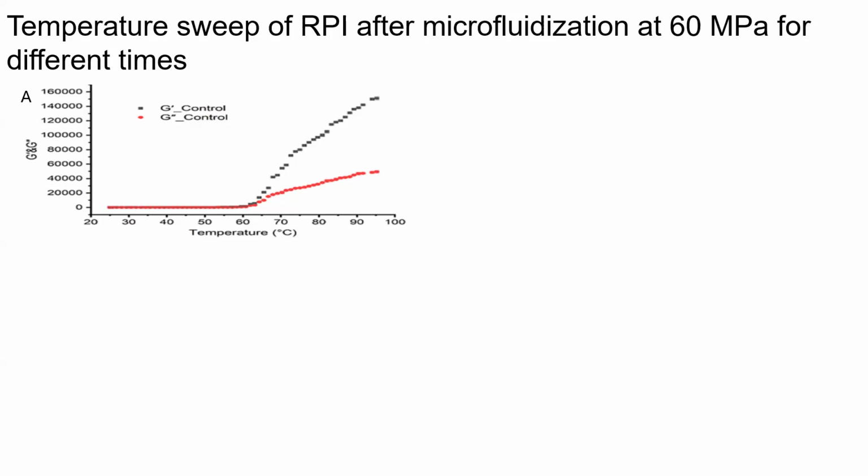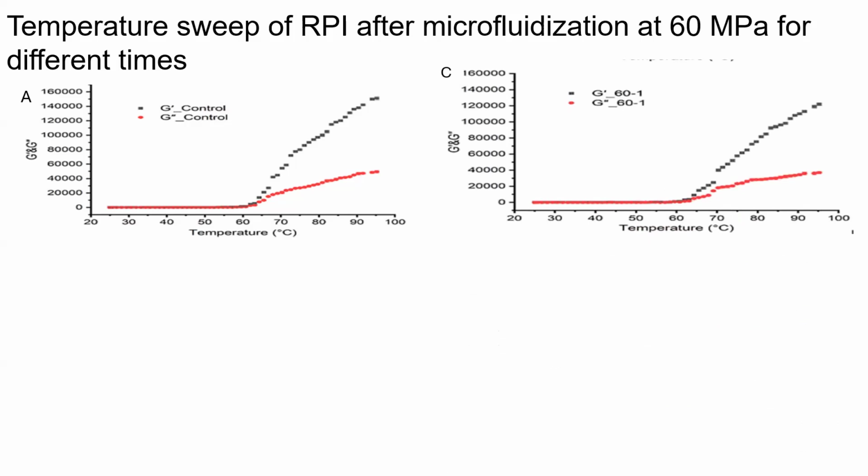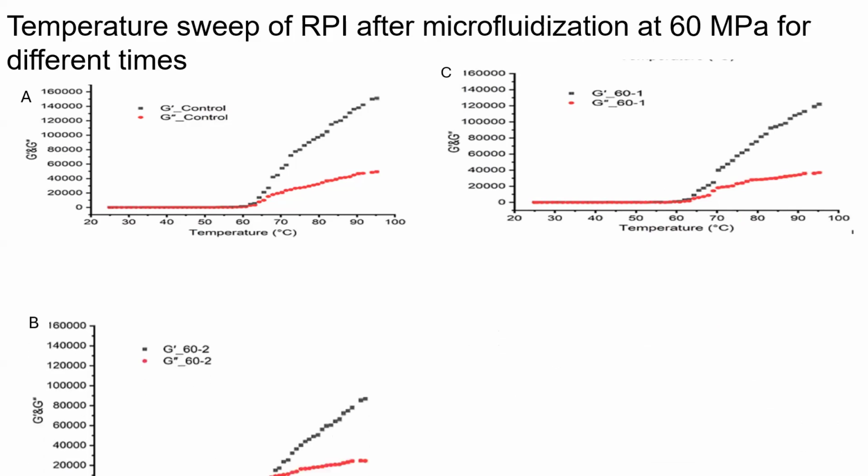Even as we increase the temperature, it keeps going up. And you can see the temperature where gel formation starts is around 62 degrees Celsius. Now, if we see here after 60 megapascal at 1 minute of treatment, it is still the same, it did not change much.